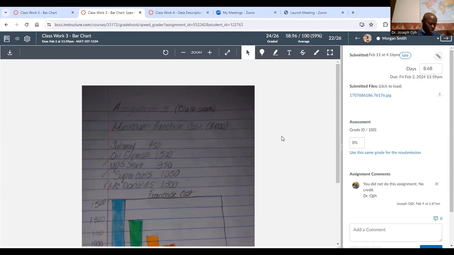I will check it out, through Canvas and text messages. Morgan Smith, right? I will check it. If what you're telling me is true, then I'll grade it. But if it's not, then I won't grade it. I will wait until April and see how your attendance looks. Morgan Smith. I also have a question about the same classwork assignment, Professor.